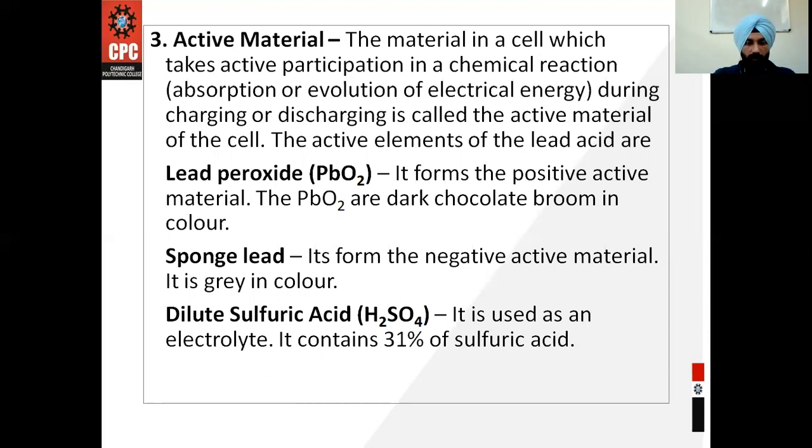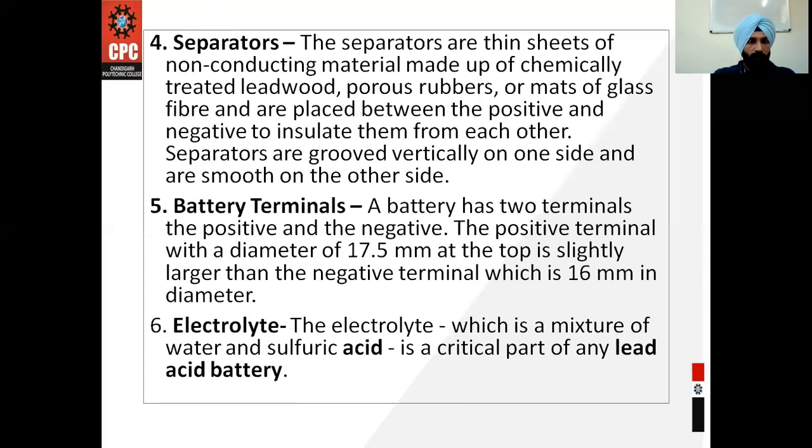Dilute sulfuric acid, also known as H2SO4, is also used as an electrolyte. It contains 31% of sulfuric acid and 69% of water.